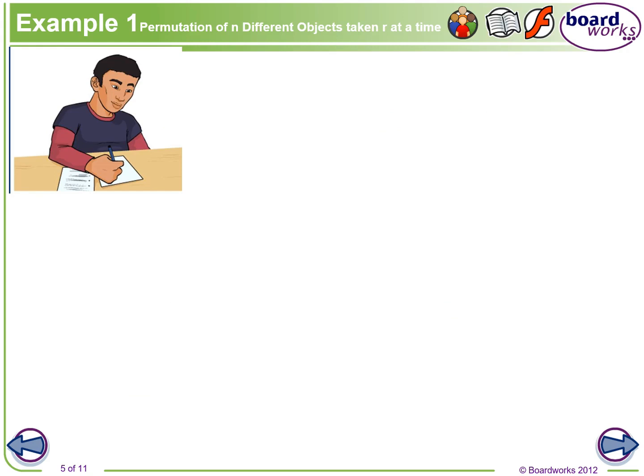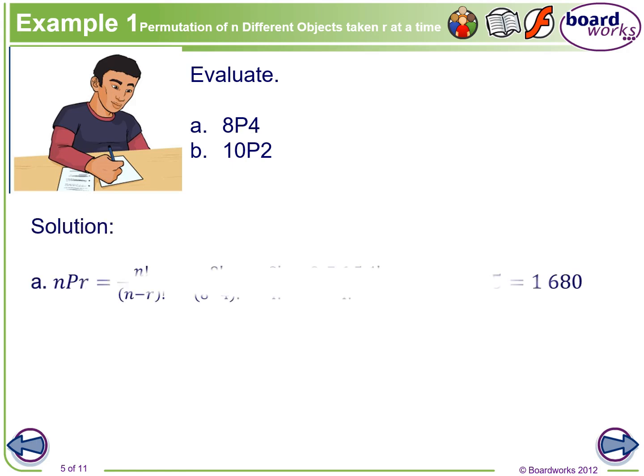Example number 1 is about permutation of n different objects taken r at a time. We have to evaluate this one. If you see an example like this, you will use the permutation of n different objects taken r at a time. Letter A is read as the permutation of 8 objects taken 4 at a time. So how do we solve that? n is 8, r is 4. When you substitute in the formula, 8 minus 4 is 4, so we just copy 8 factorial over 4 factorial.